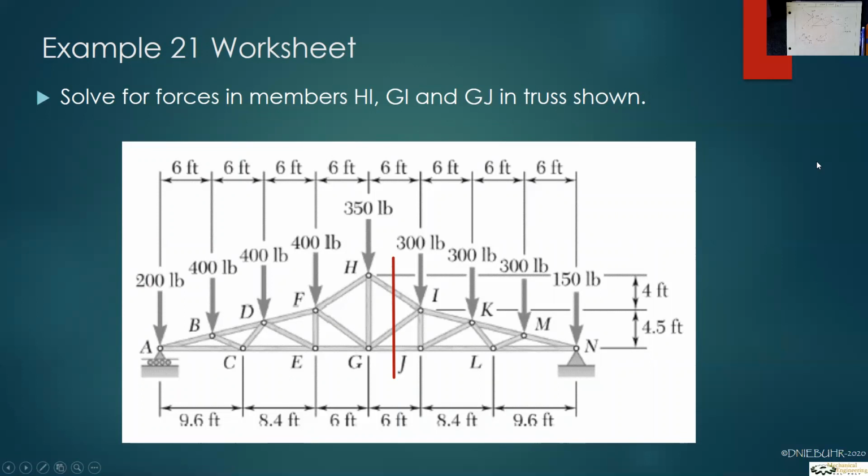And here we have this truss, and we want to know what HI, GI, and GJ are. That's all we're interested in. So there's the red line that shows where I've cut the truss. Now at this point, I can choose to work with the left side of the truss or the right side of the truss. Either way, it'll come out exactly the same. I chose to use the right side of the truss because it has fewer numbers, so the calculations will generally be simpler, less chance to make silly math errors.